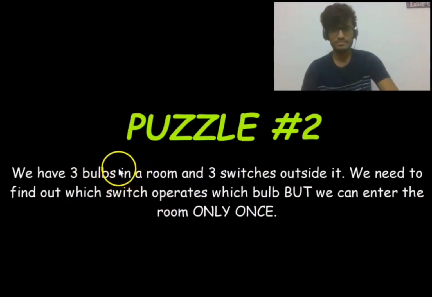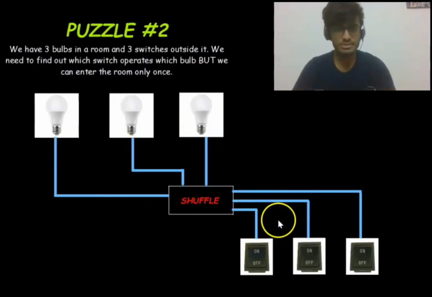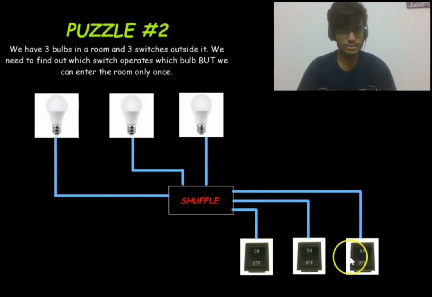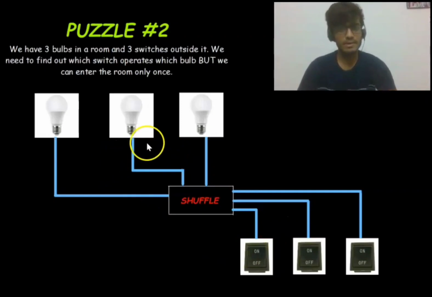So here's the puzzle. We have 3 bulbs in a room and 3 switches outside it. We need to find out which switch operates on which bulb, but we can enter the room only once. So here is the representation, 3 switches and 3 bulbs, and the wires connecting them are shuffled. So we need to do something with the switches such that after we enter the room only once, we can determine which switch operates on which bulb.